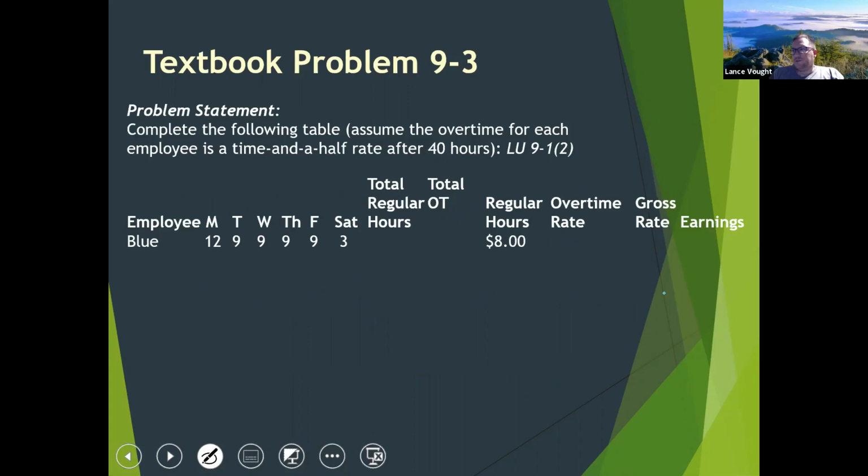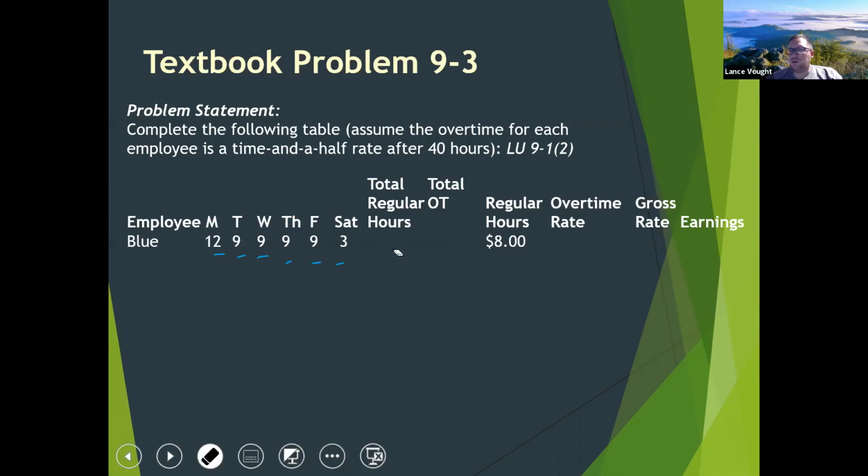So what about this one when there's potential overtime? So Blue, my boy Blue, works for me. We work 12 on Monday, 9 on Tuesday, 9 on Wednesday, 9 on Thursday, 9 on Friday, 3 on Saturday. So if we add that all up, we get 21, 30, 39, 48, 51.